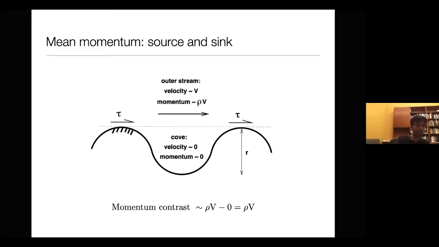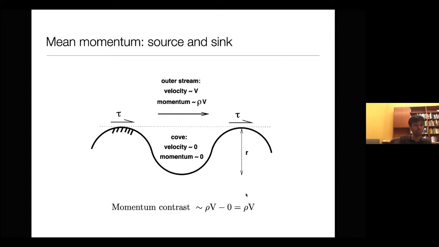And outside the cove, in the outer stream, I have the mean velocity capital V, so the momentum is rho times capital V. I have a contrast or a jump of momentum across this interface that straddles the cove and the outer stream. And right now, we'll focus on the regime of high Reynolds number. So in this regime, I have this very high velocity going like a plug flow in the outer stream and no mean velocity over here, with the momentum contrast being rho V minus 0.